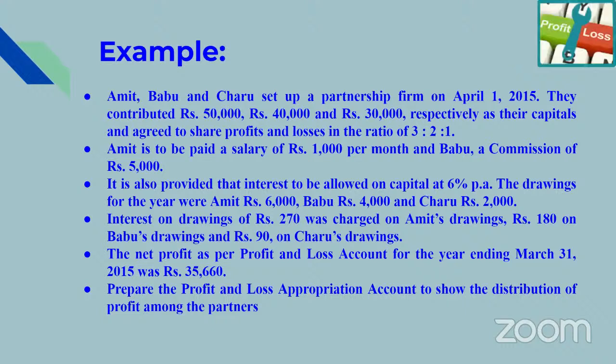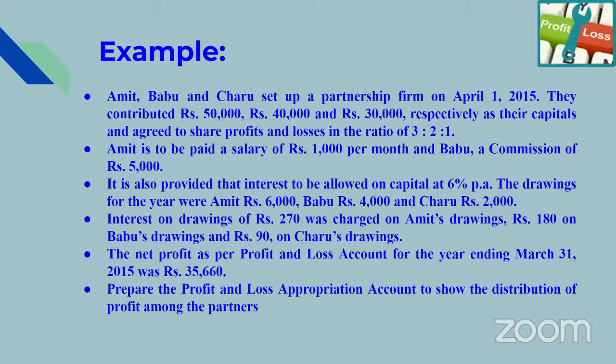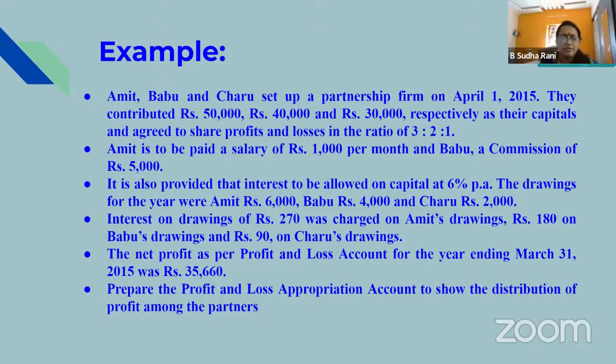Amit's salary, 12,000 per month, he mentioned. So 1,000 into 12 you should do. Amit's salary. And who is getting commission? Babu is getting the commission. How much to take? 5,000. Very good. Now, next point.